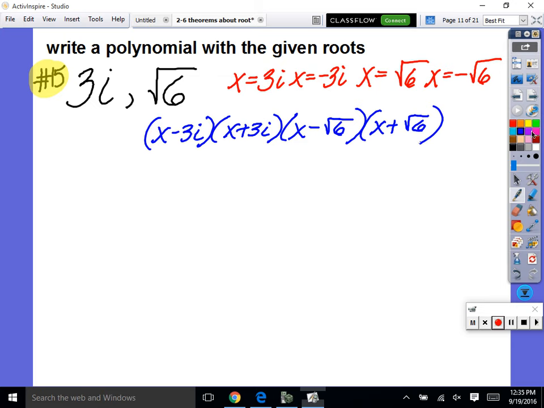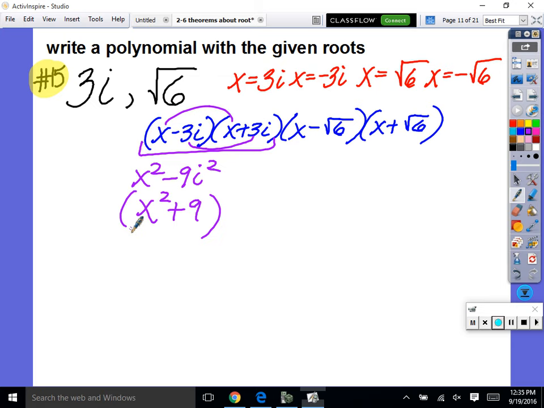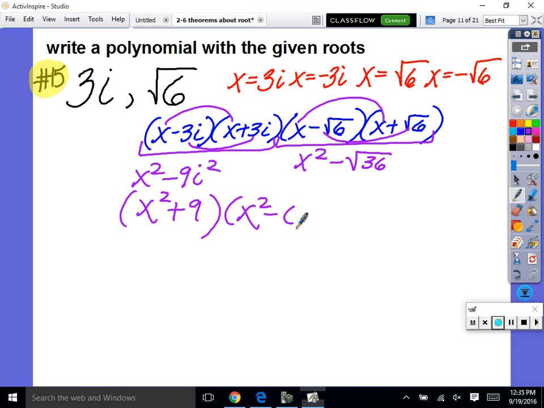Take my advice and multiply the conjugates together first. So these are conjugates. So we have x squared. We can skip the middle term because it will cancel out. Then we have minus 9i squared. So we're going to have x squared plus 9. Everybody, are we good with that? Okay, over here, we have conjugates. The middle term is going to cancel out, so we just need to multiply the front term and end term. So we'll have an x squared, and then minus the square root of 36, because 6 times 6 is 36. So won't that be x squared minus 6?